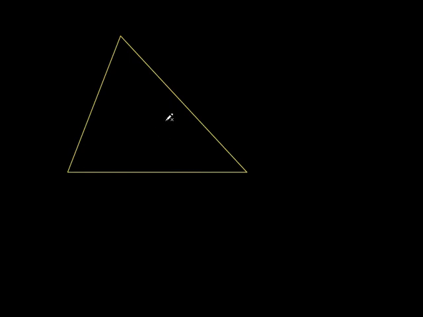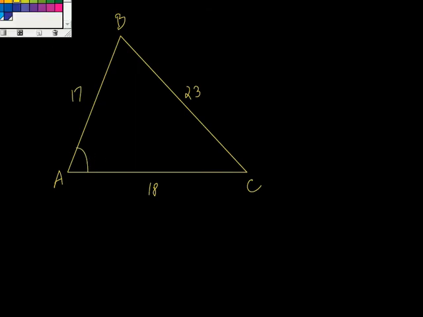Let's see. We got three sides: 17, 18, and 23. And we're trying to solve. It says solve the triangle, so we're solving for all the angles, right? A, B, and C. Everybody good so far? Pick which one you want to find first. Doesn't make any difference. Let's go A. We'll go in order. We'll find what A is equal to.